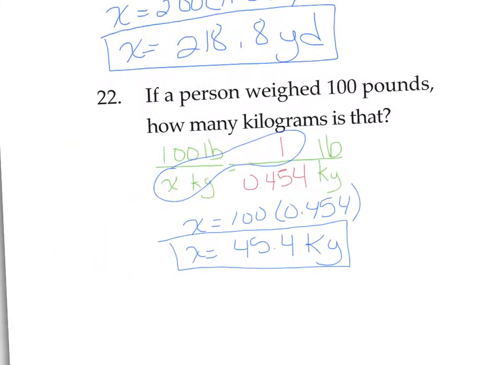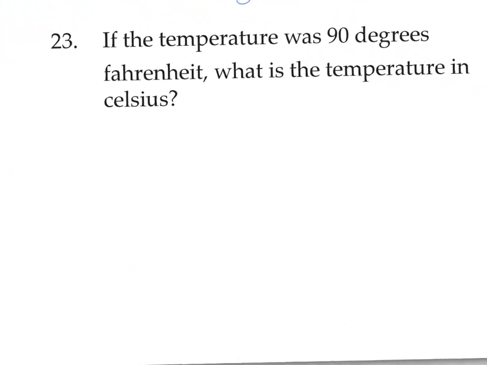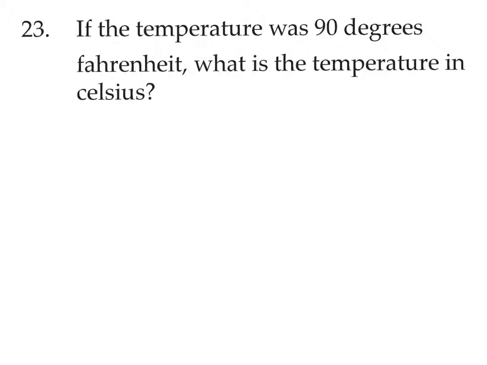All right, so on number 23, if the temperature was 90 degrees Fahrenheit, what is the temperature in Celsius? I don't know if you guys remember from the lesson that when we talked about converting between Fahrenheit and Celsius, we could not use proportions because the formulas are not proportional. So we have to actually go, and again, this is on page 58 of your Al Grosch's Developmental 2 book that you should be working in.